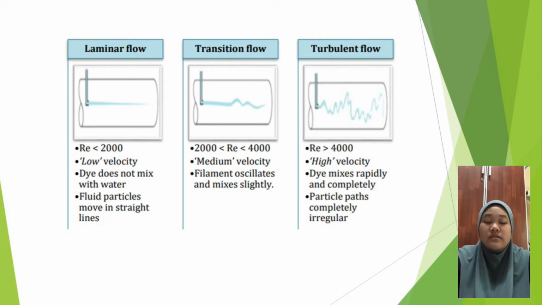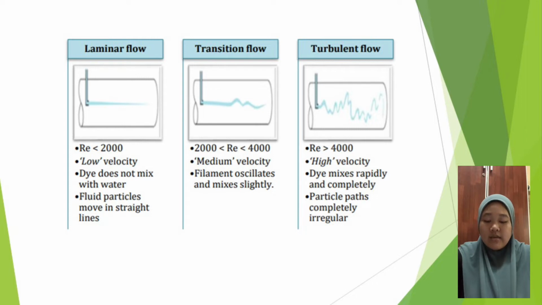Second, transition flow. Number 1, 2000 less than Reynolds number less than 4000. Number 2, medium velocity. Number 3, filament oscillates and mixes slightly.